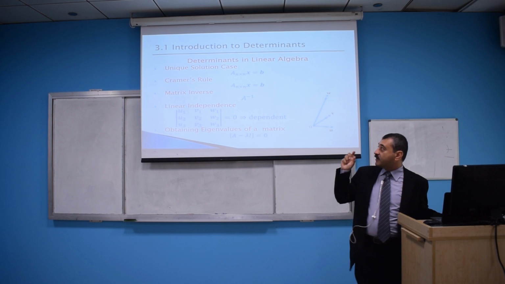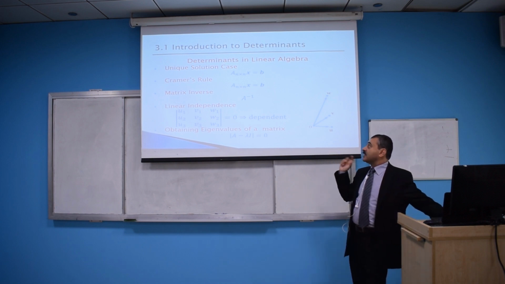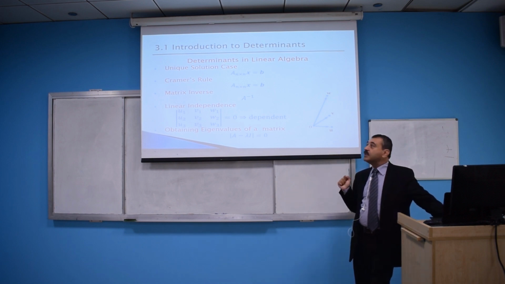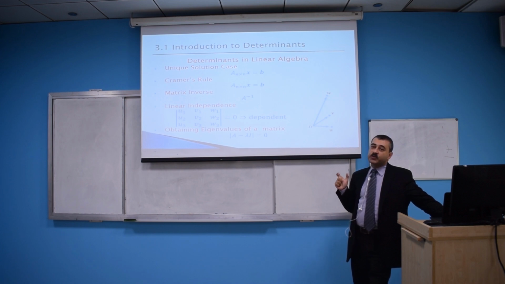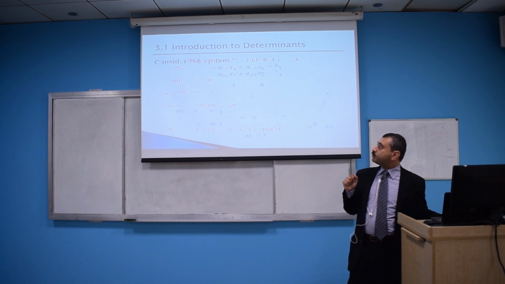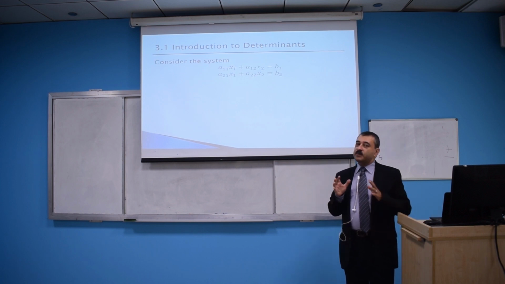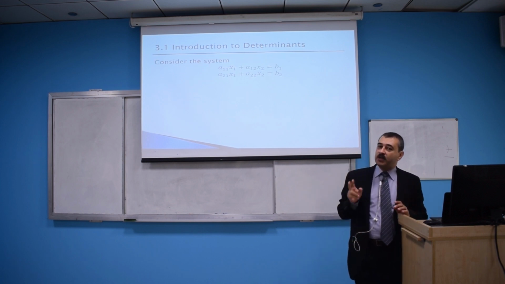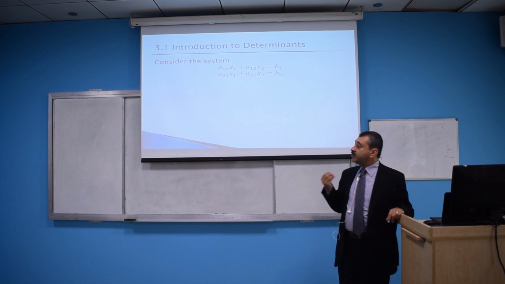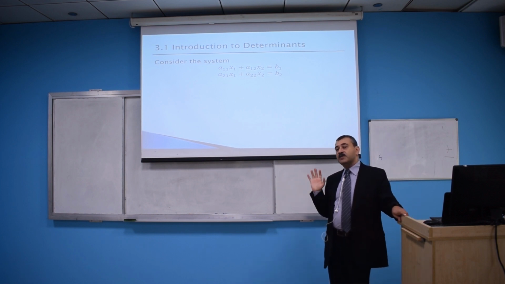Let's start with the first one, which is studying the unique solution of AX equal B when A is a square matrix. Let's start with a simple system. You have 2 equations and 2 unknowns, and I want to check when I'll get a unique solution for this system.